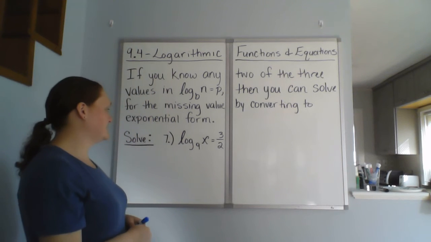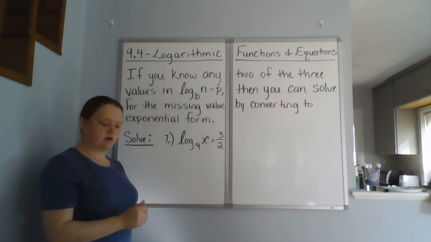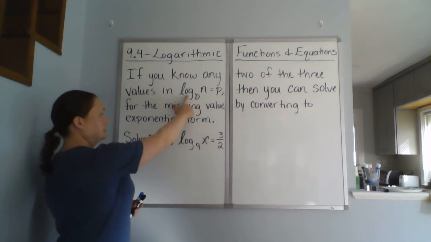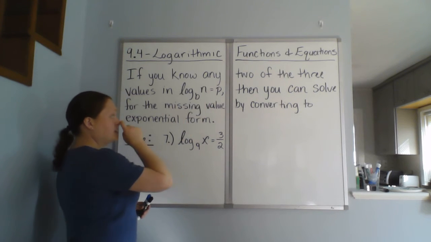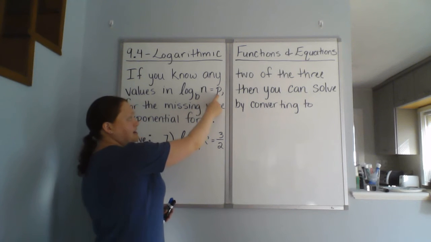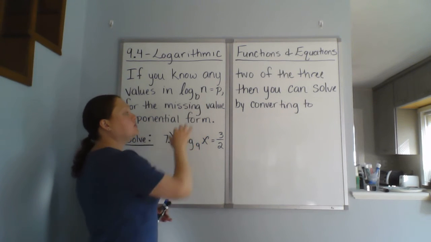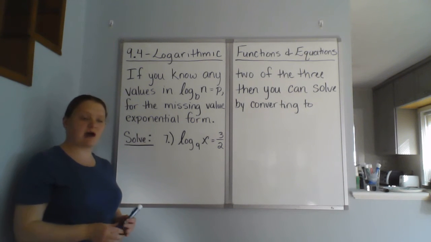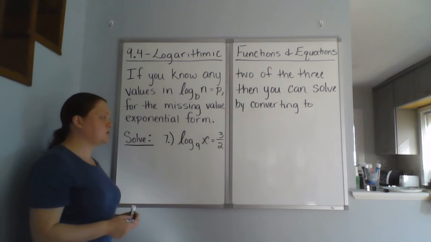Now we're going to take a look at solving some basic logarithmic equations, okay? So if you know any two of the three values in log base b of n is equal to p, so if you know b and p, or n and p, or b and n, you should be able to find the missing value. And the easiest way to do that is actually to convert back to an exponential format, and then you can just solve the exponential equation, okay?